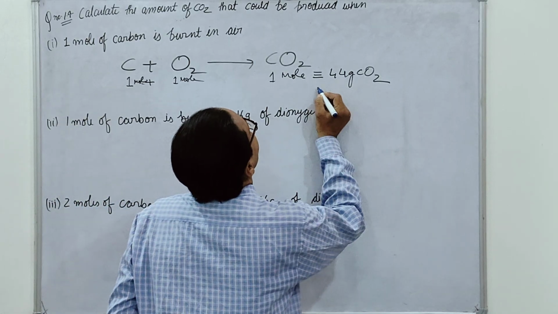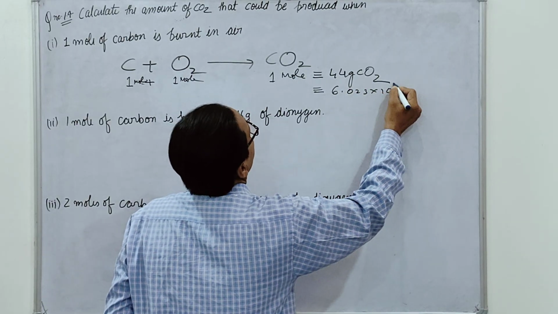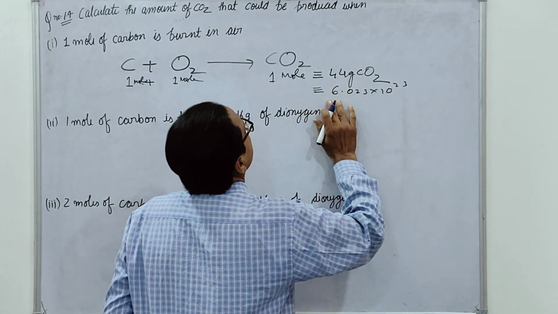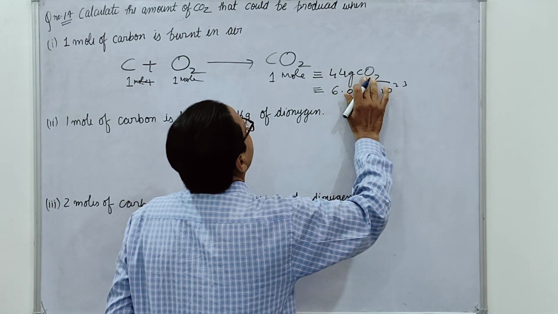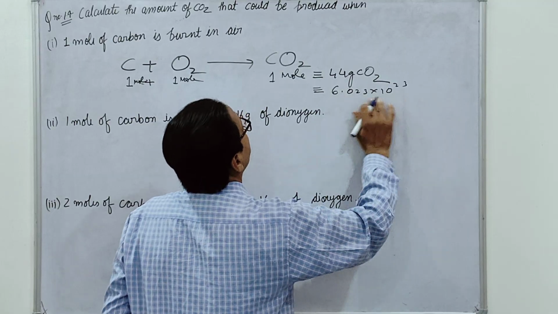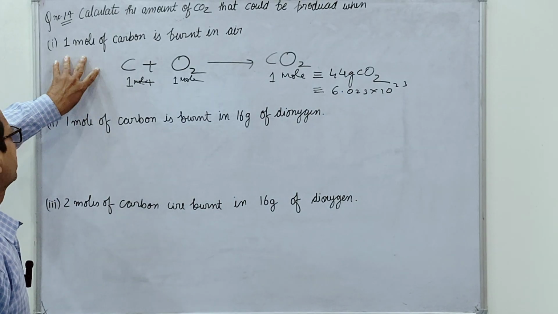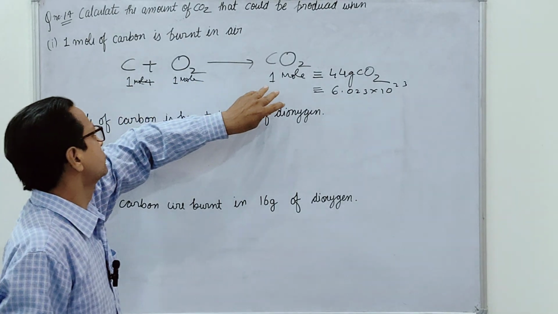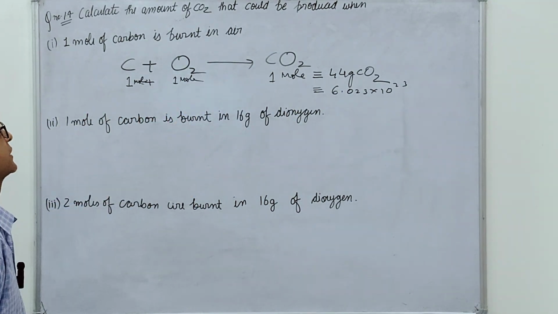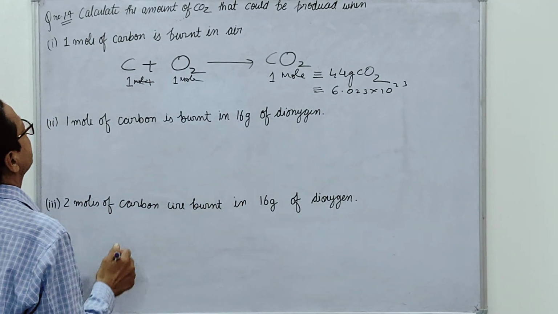As we know, what is a mole? A mole is the mass in gram of 6.023 into 10 to the power 23 particles of any substance. So this is the molar mass of carbon dioxide, the mass of this number of particles in gram. If you burn 1 mole of carbon, you will get 1 mole of carbon dioxide if oxygen is present in excess. Another problem: 1 mole of carbon is burned in 16 gram of dioxygen.